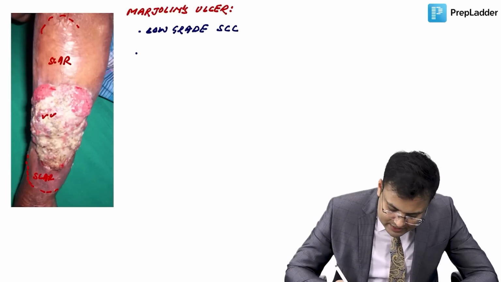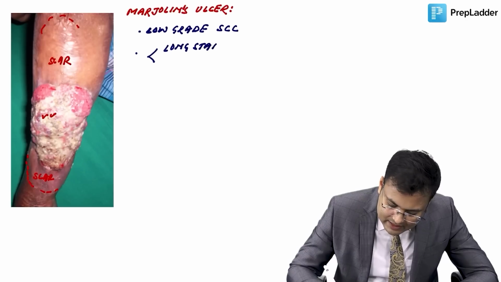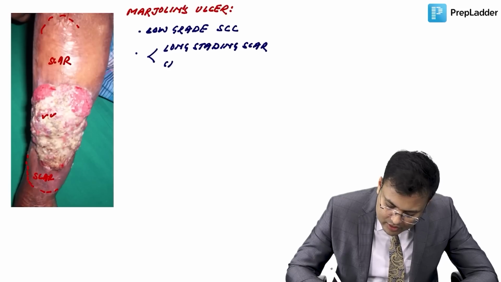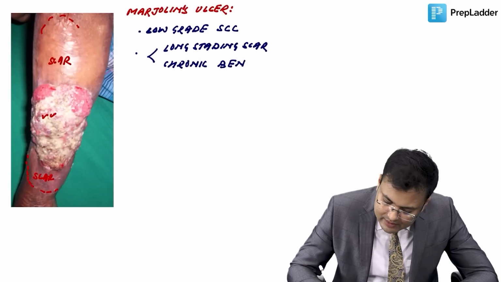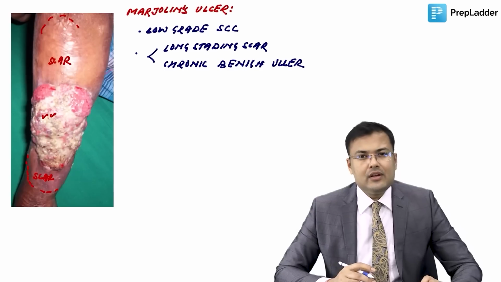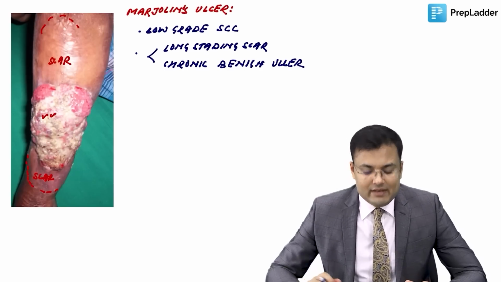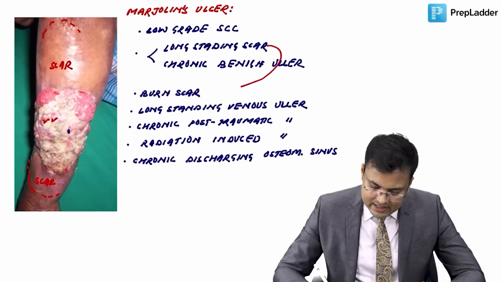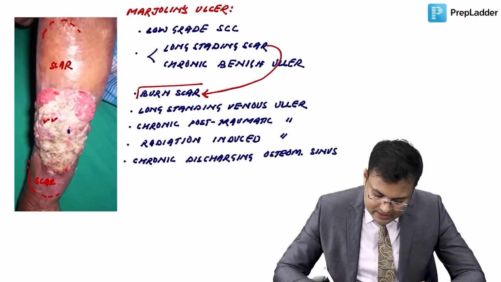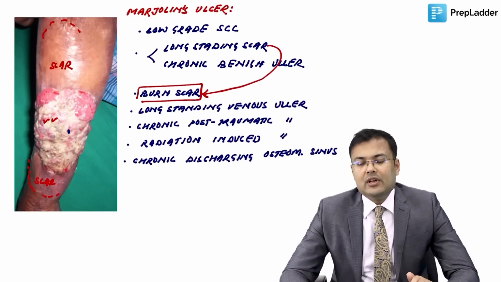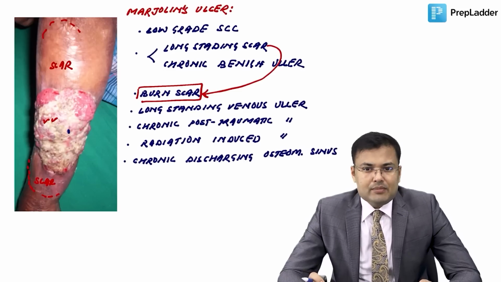So it arises from a long-standing scar or chronic benign ulcer. Generally, see from which areas or from which scars it is going to develop. This long-standing scar is generally arising from a burn scar. So Marjolin's ulcer is arising from a burn scar.